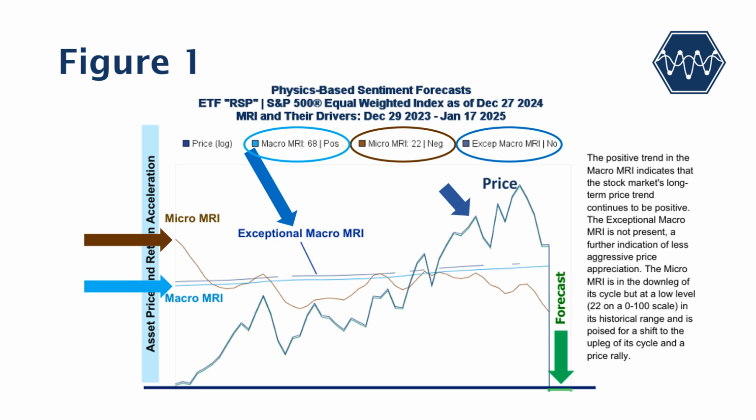The MRI are additive. When the micro and macro MRI are in the up legs of their cycles and at relatively low levels, and when the exceptional macro is present, the market is most resilient and able to recover quickly from bad news or negative events. Conversely, when all are in the down legs of their cycles, the market is least resilient and most vulnerable to declines when bad news or events occur.